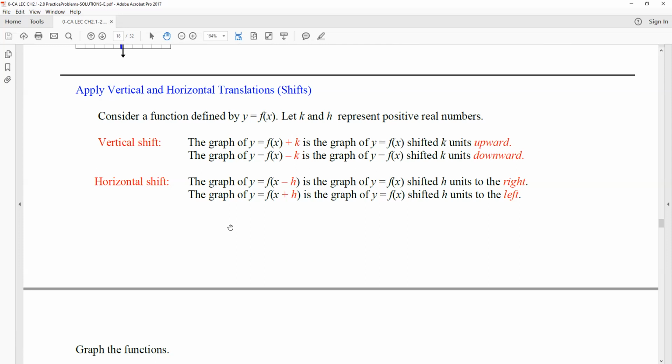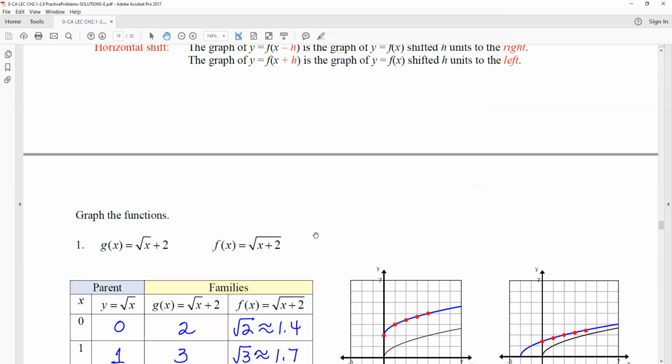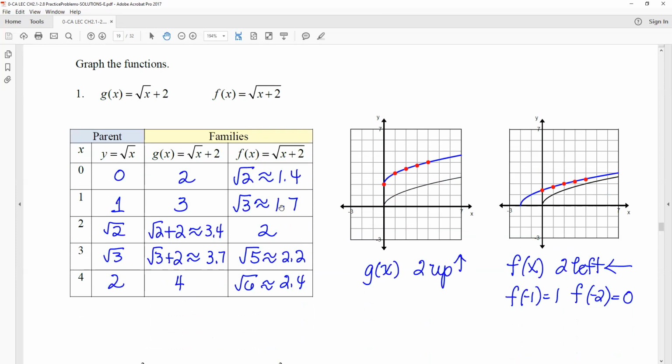Vertical and horizontal translations, I'll let you read that. Inside, opposite direction. Inside, again, opposite of direction. Now, in these problems, they're going to ask you to fill out these point values. I don't care if you fill them out or not.